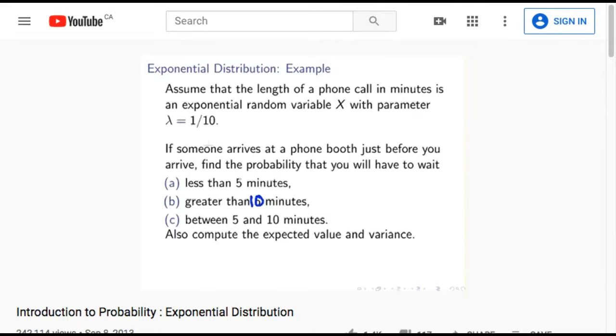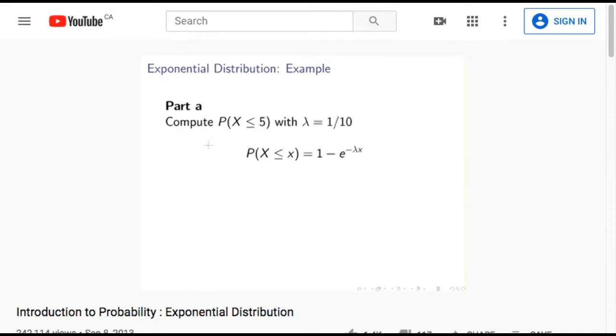So let's do the first one. Compute the probability of x less than or equal to 5 when the rate parameter lambda is 1/10. I included the equation that we're going to use. So let's first put in our values here. The probability of x less than or equal to 5 equals 1 minus e to the power of minus 5 over 1/10.